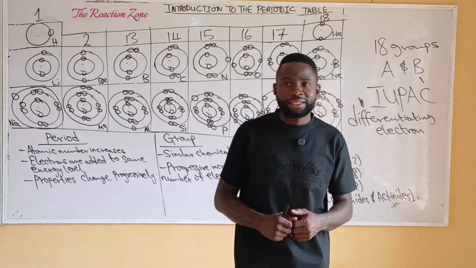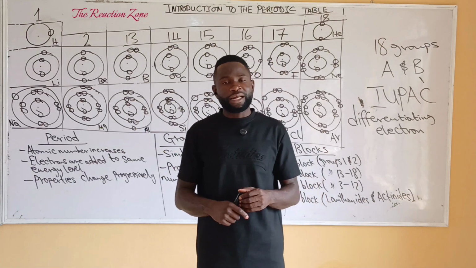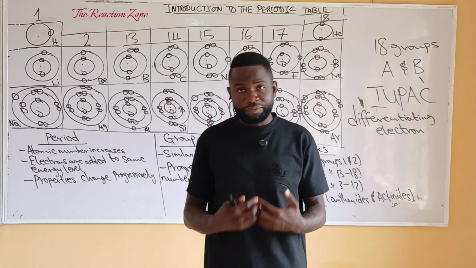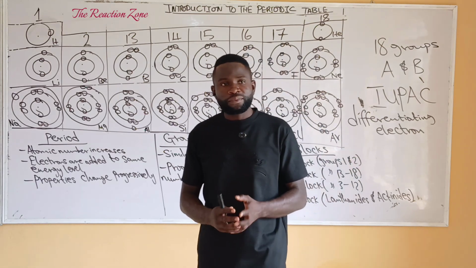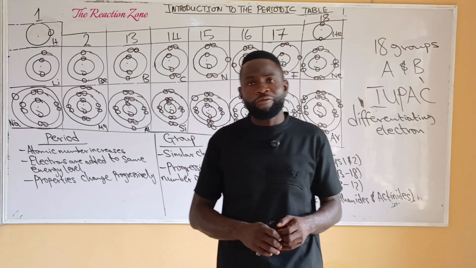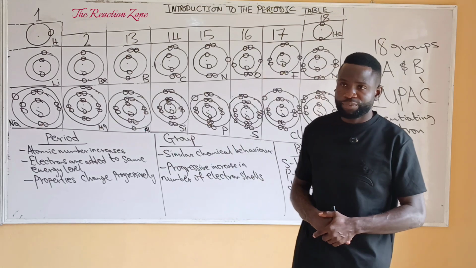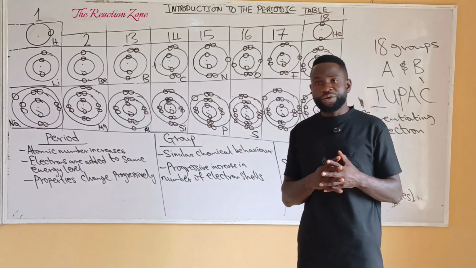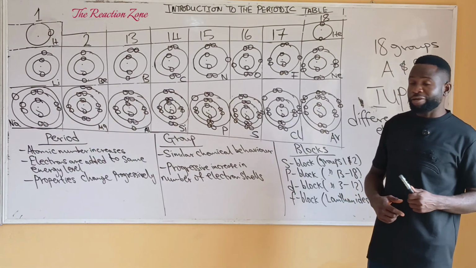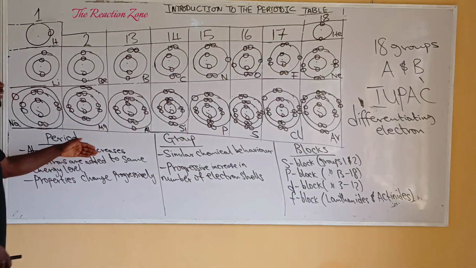What this means is that if you arrange elements in order of increasing atomic numbers, similar chemical properties will reoccur at regular intervals. Elements can be arranged in horizontal rows called periods, or vertical columns called groups, as well as in blocks. There are 7 periods in the periodic table, and the information that each period avails us is as follows. The first one is that atomic number increases.